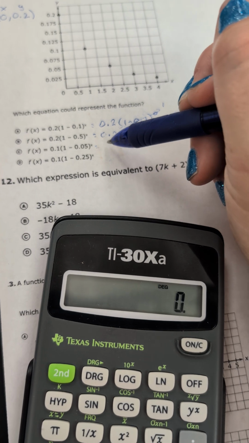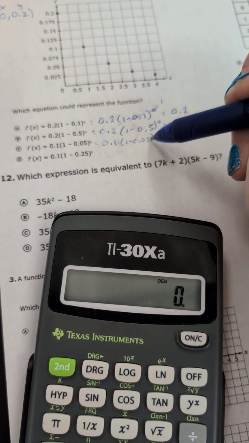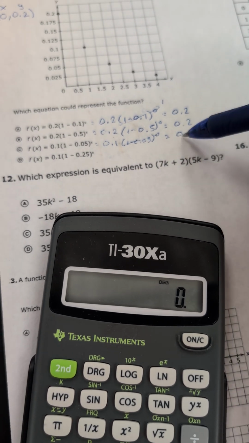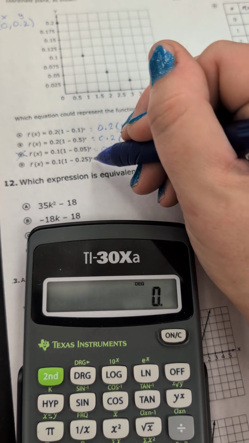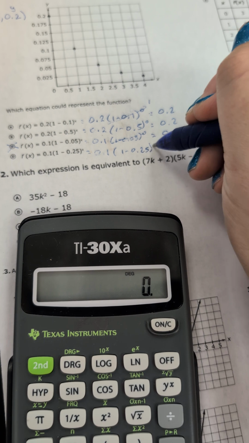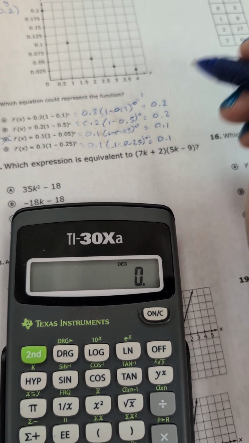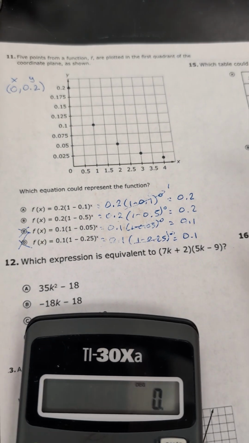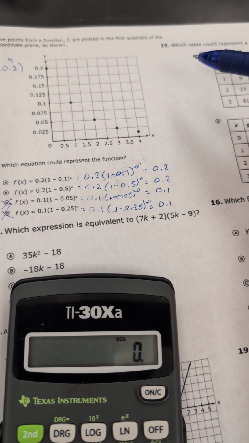On C, I would have 0.1 to the 0, and that's going to give me 0.1. But I want 0.2. So C is not an answer, and D is going to do the exact same thing. That's again going to give me 0.1 because remember that's a 1. So we've eliminated 2 possibilities. Now I have to figure out which of these top 2 is the one I'm looking for.